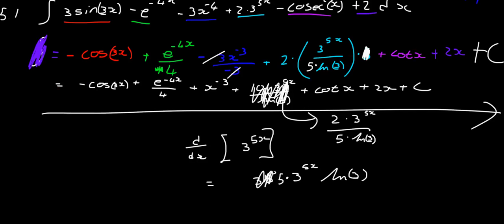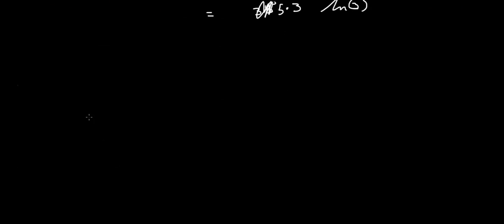Alright, our next question is 5.2, and it says, determine the integral from 1 to 2 of 2 to the minus 5x dx. Okay, integral from 1 to 2 of 2 to the minus 5x dx.